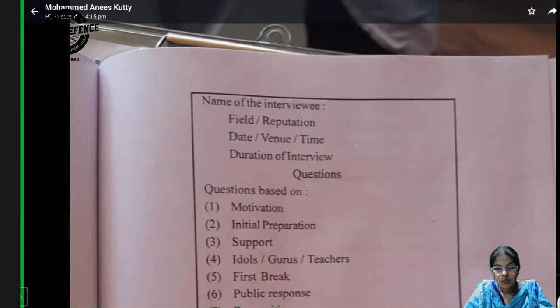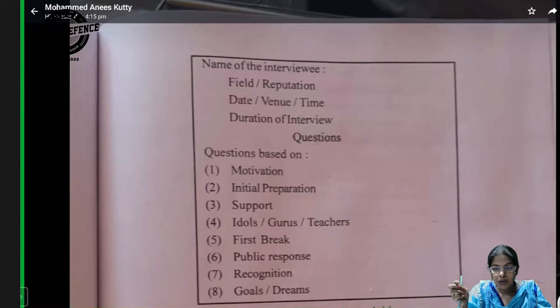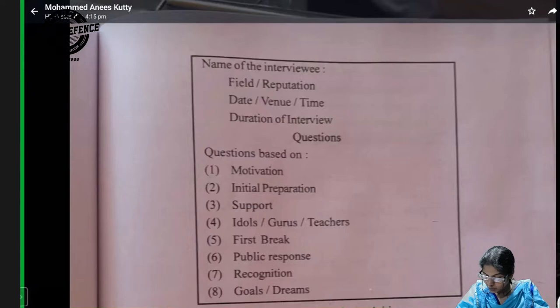Then moving to the questions. You can start with an opening. We do not interview someone directly; we don't start with a particular question. We usually set up the mood. So you could start with good morning.